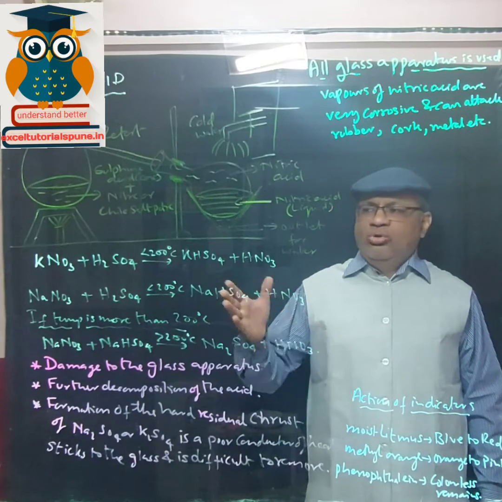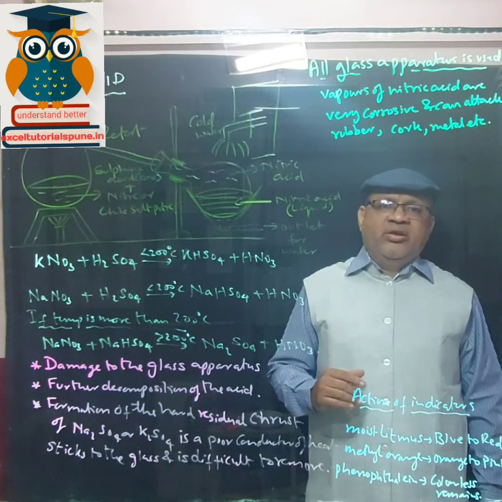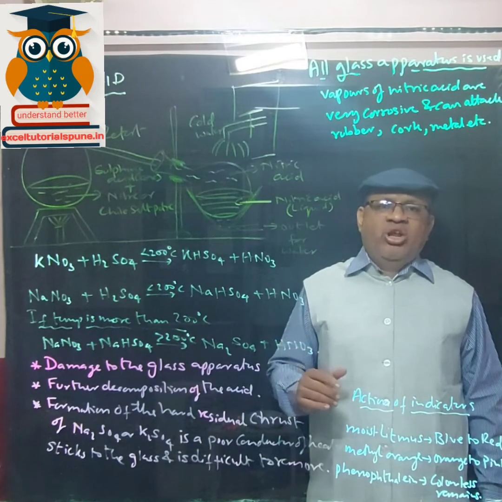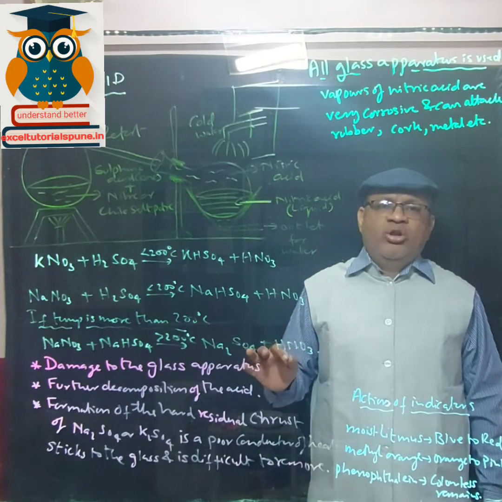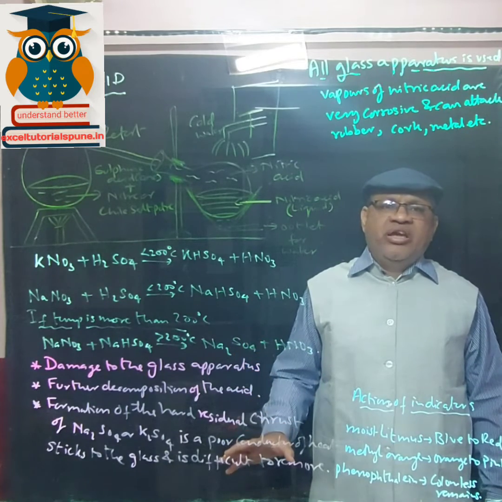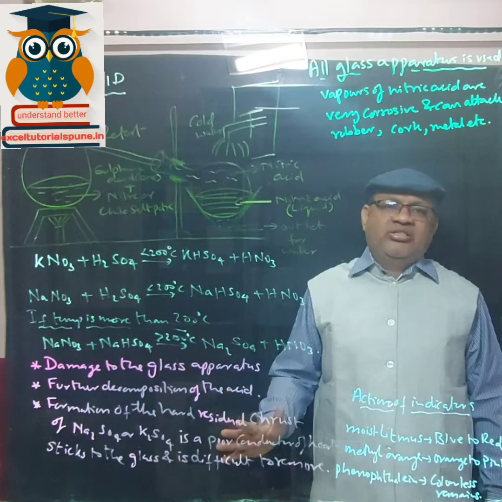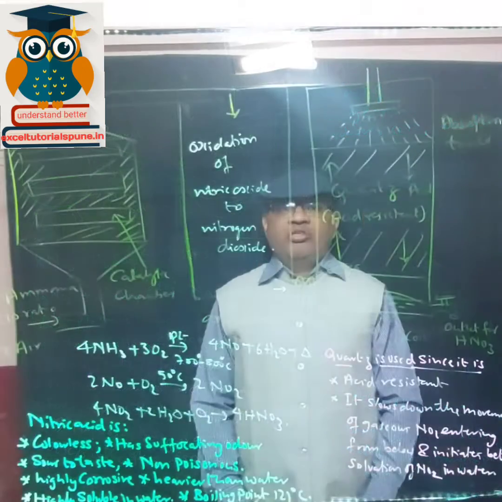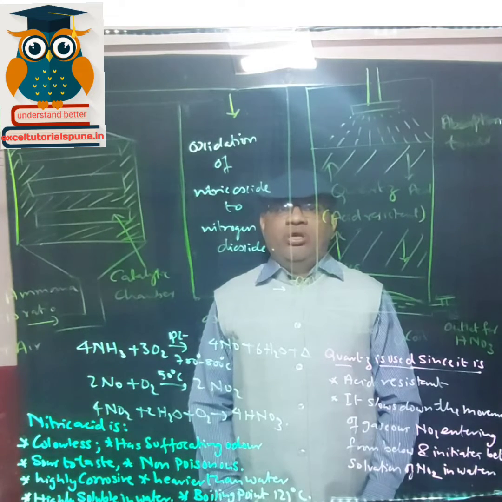So then how do you concentrate this nitric acid? By the method of distillation, by adding a small quantity of sulfuric acid. Then we get 98% pure nitric acid, which is fuming nitric acid. You can see the vapors coming out. We are going to study the large scale manufacture of nitric acid. The large scale manufacture of nitric acid was done by Ostwald, so it's called the Ostwald's process.